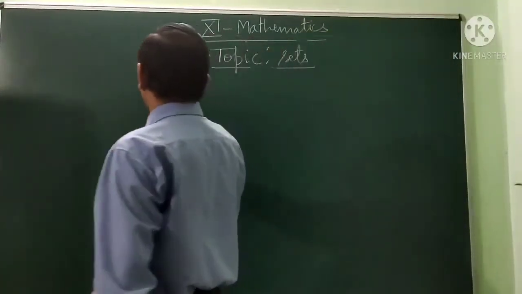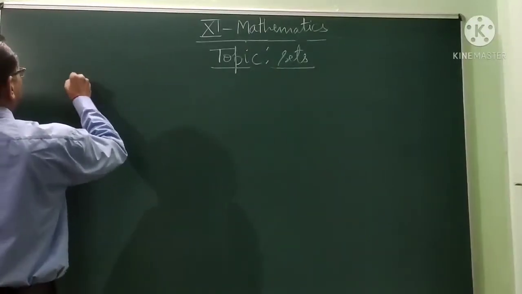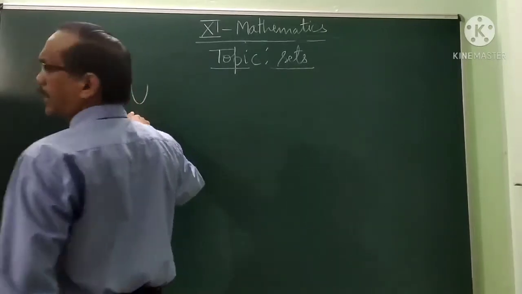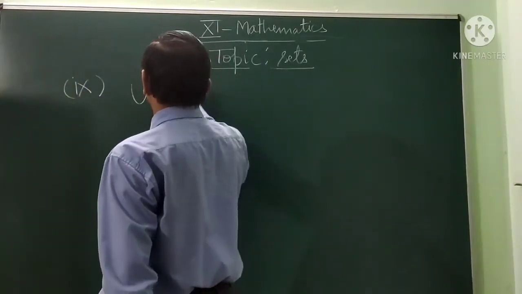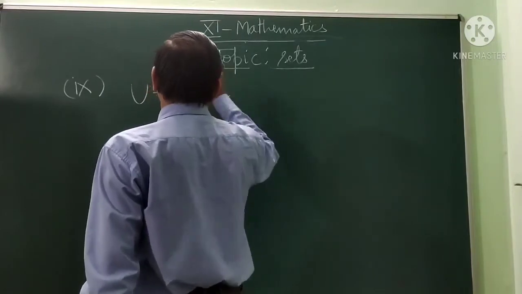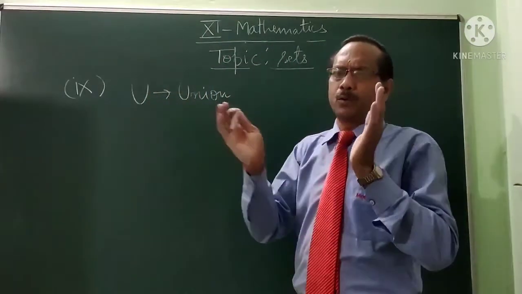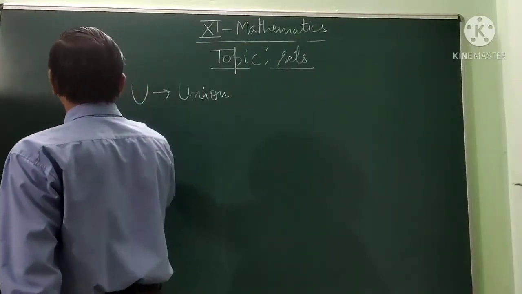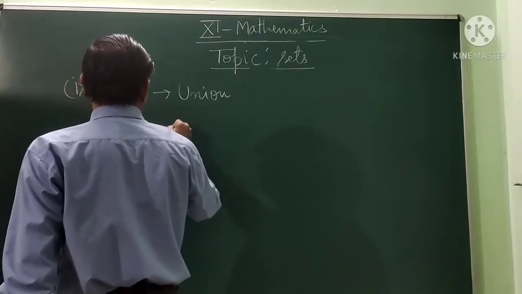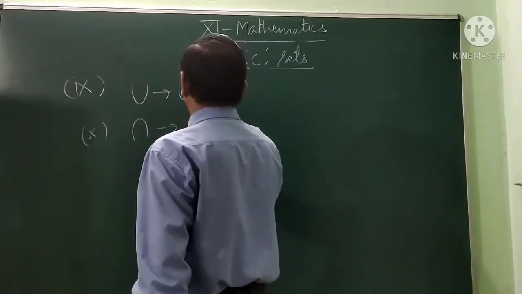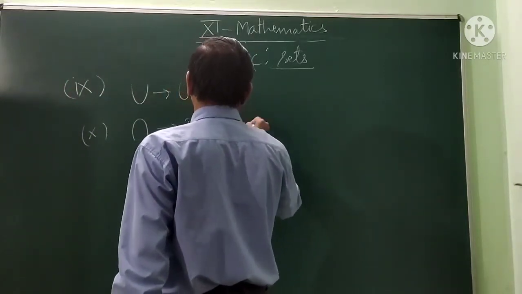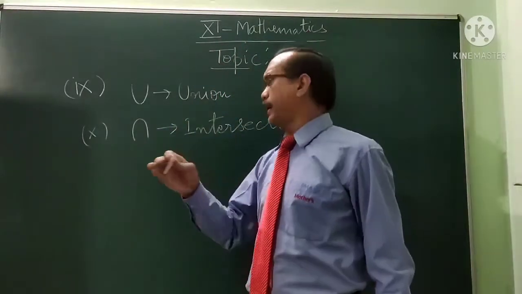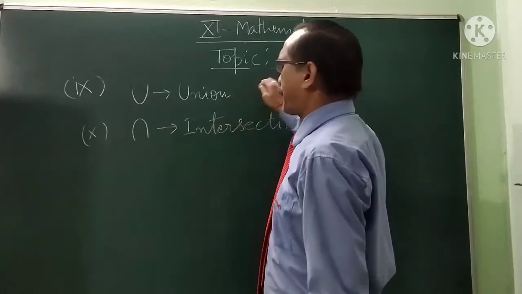Student, now see some more symbols. There is a symbol like this, U. It means union. Union, when we combine two sets, then it is said to be union. Then there is a sign of intersection. Student, you will learn these things when I discuss operations on the sets.